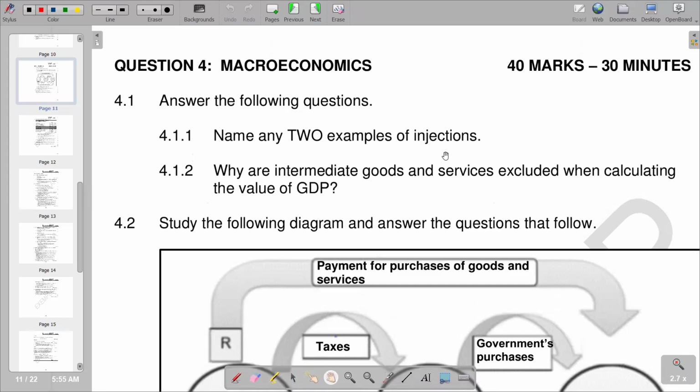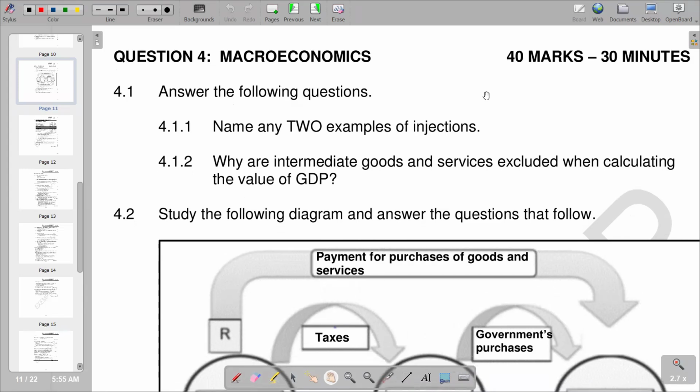We're moving on to our question 4, which is also on macroeconomics. 40 marks requires you to spend on average 30 minutes. So the first question reads, name two examples of injections. And you know that whenever there's an injection, there is an addition of income into the circular flow. So we can talk about exports as an injection. As we export goods and services, we are going to receive money as an economy, and that money is going to be added in the circular flow. Then we also have government expenditure as an example of an injection.